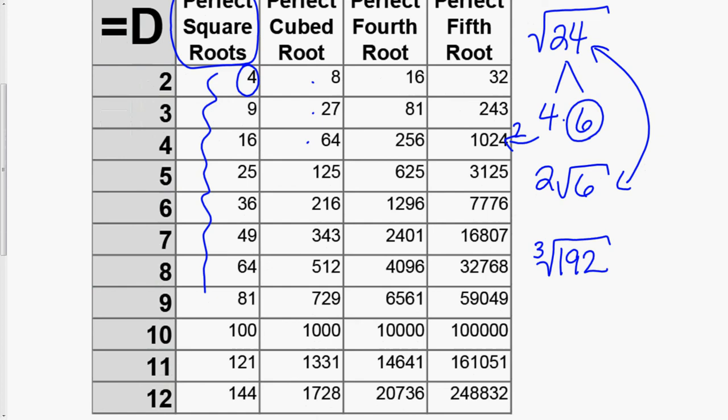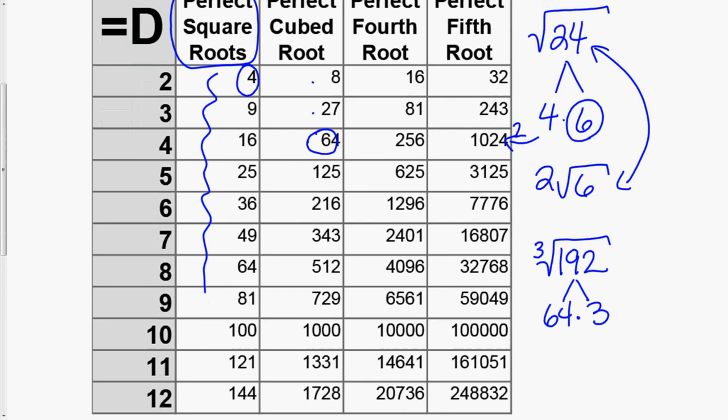Okay, so 8's a possibility. But I don't know, 27 or 64 might work as well. So I'm going to try those. 192 divided by 27 does not go evenly. 192 divided by 64 goes evenly. So 64 is the biggest perfect cube that will go into 192, and that will go 64 times 3 times.